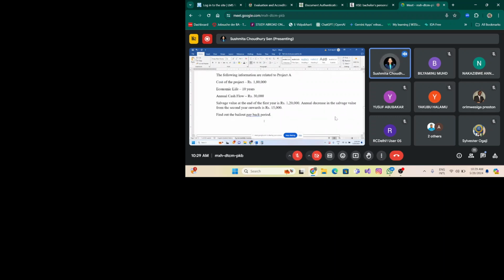So that is all about the bailout payback period, which says that what if in between the life of the project you decide to sell it out, when you should sell it. So this is all about the bailout payback period. Let's again read the question very carefully. The following information is related to project A. So one project is given.